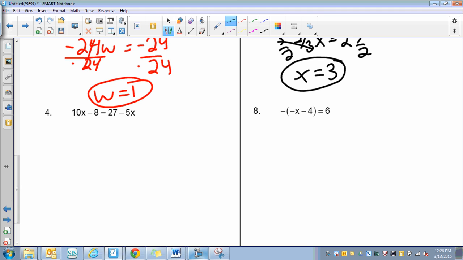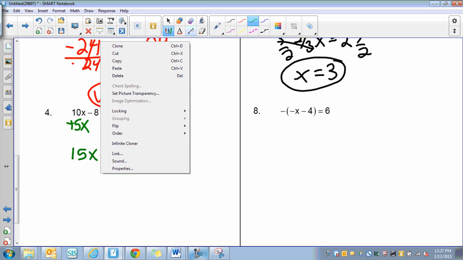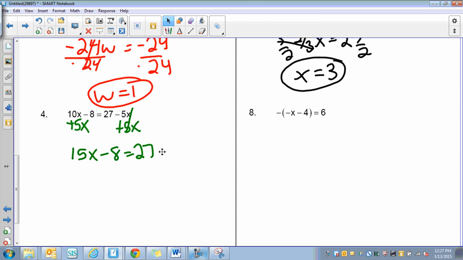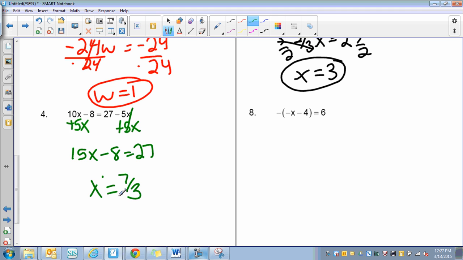Number 4, we have variable terms on opposite sides of the equal sign again, so we need to do the opposite operation. So we should have 15x minus 8 equals 27. Now this is a two-step equation, and you end up with x equals 7/3.